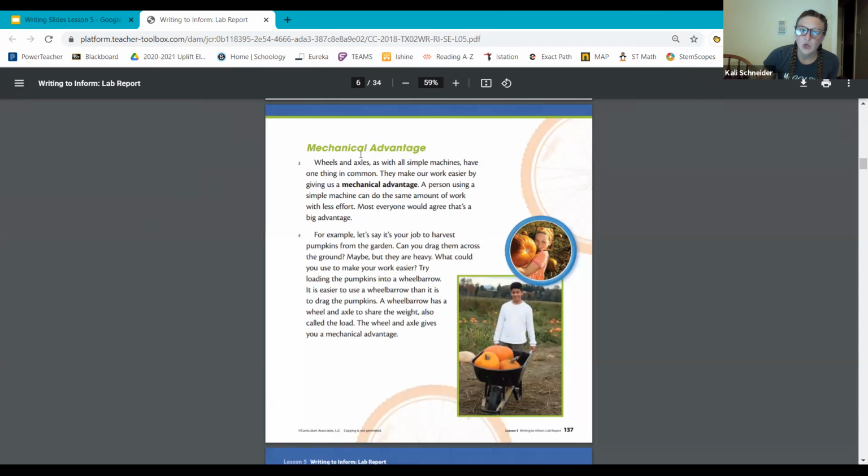So it describes wheels and axles as a simple machine, right? And then it gave us an example. It applied it so we could understand it better. So they broke it apart into 2 paragraphs to help us as a reader separate the facts from the examples.